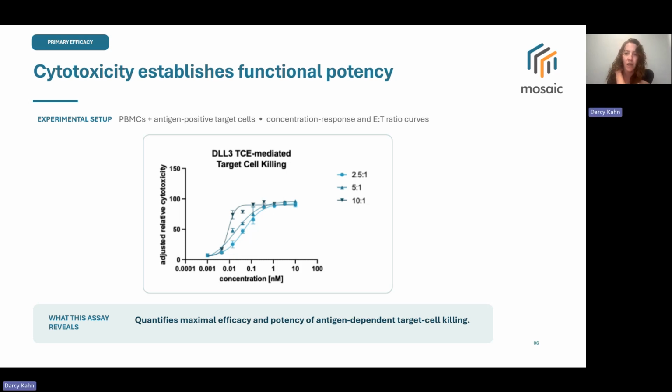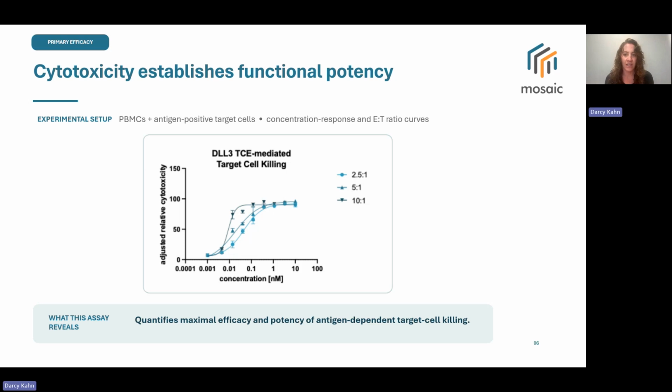With our benchmark, what we see is efficient antigen-dependent killing that holds up even as you see decreases in the E/T ratio. So even at 2.5 to 1, we're still seeing a saturation of the signal at the higher concentrations. And so this tells you that this is a highly potent molecule, not one that only works when you flood it with effector cells, right?